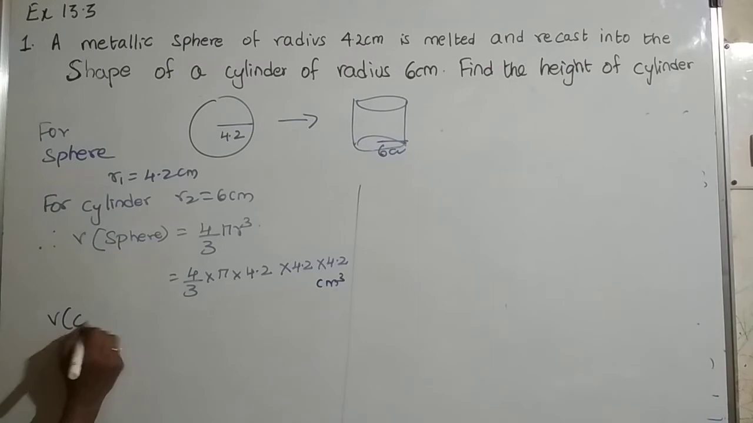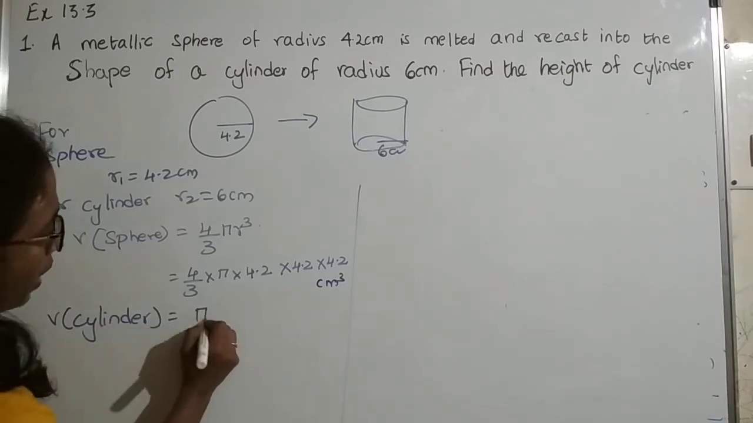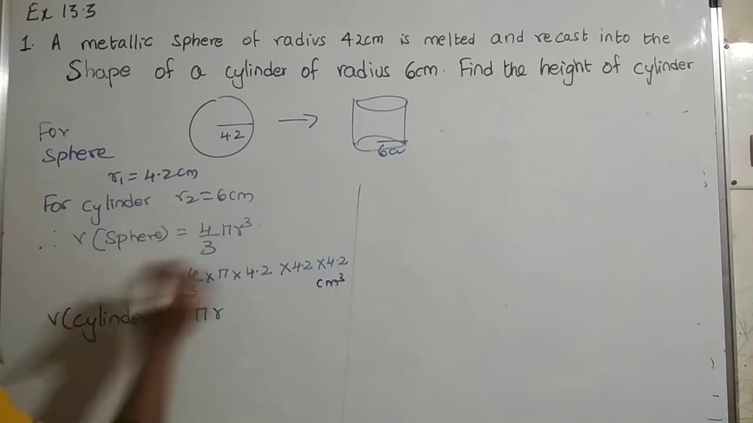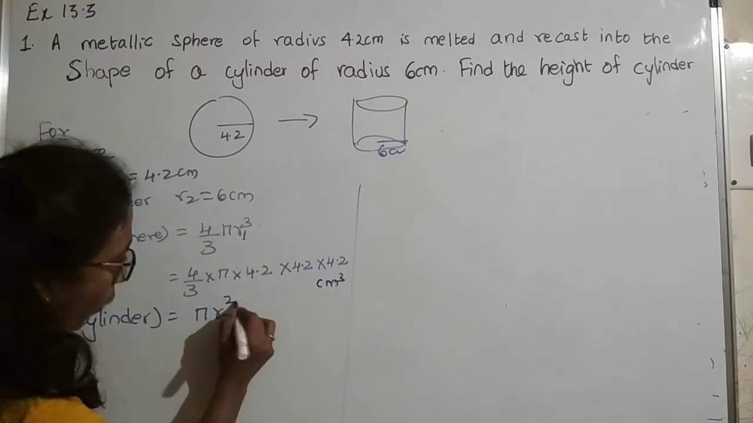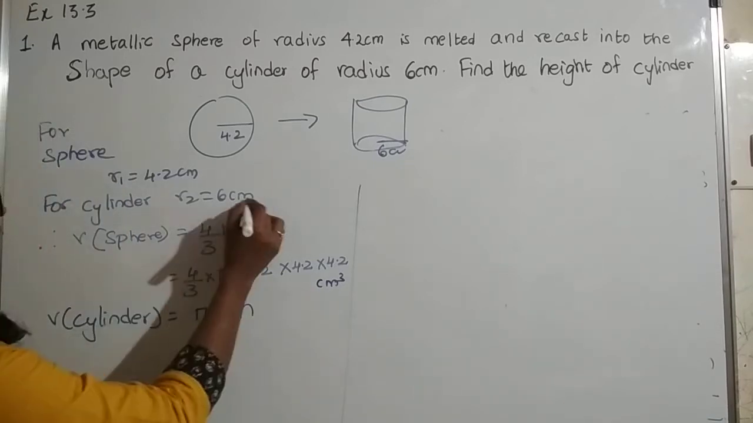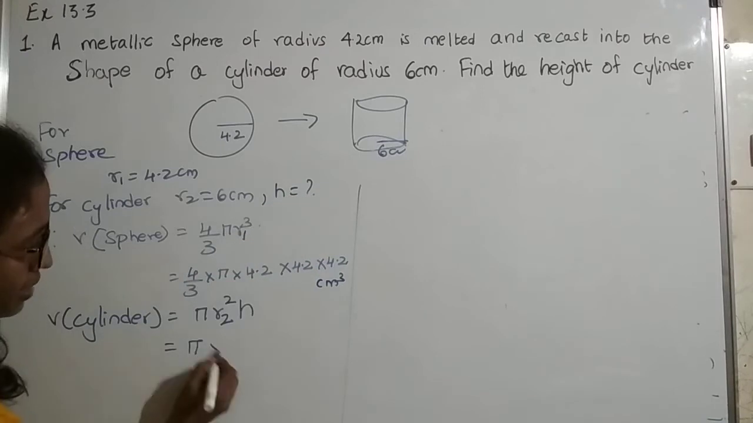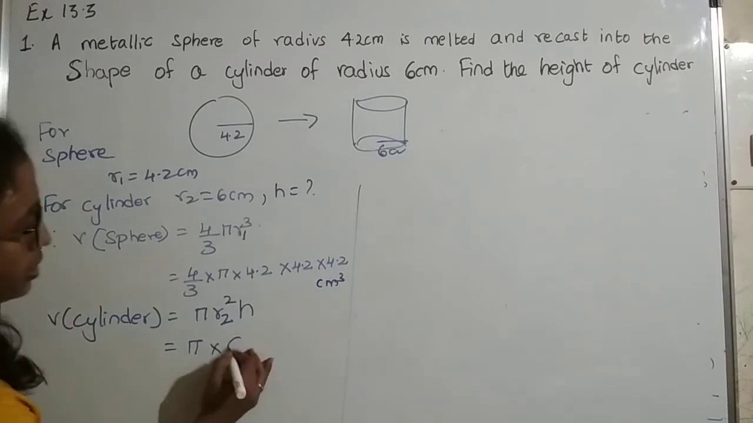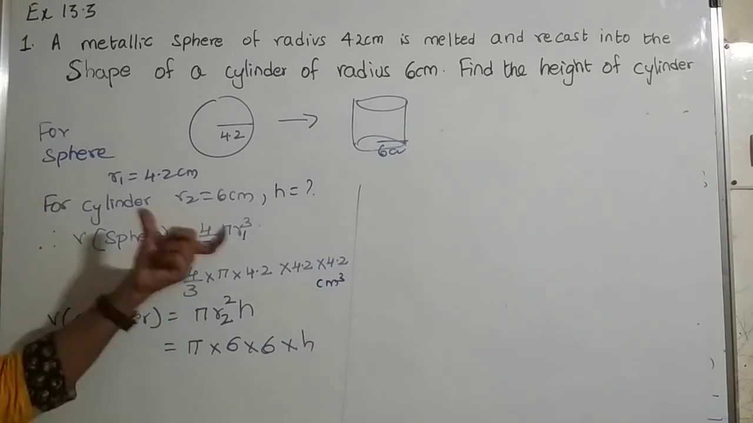Volume of the cylinder. The formula, students, is pi r square h. I have written R1 for the sphere, so here I should write R2 square H. H we will take as it is, so here we can just write H equals question mark. Here I will keep pi as it is. R2 is nothing but 6, so 6 into 6 into H. Correct?